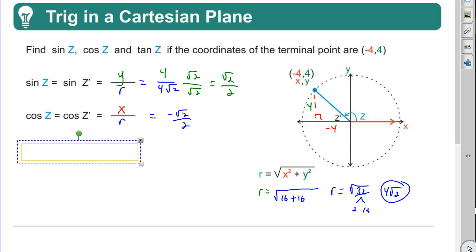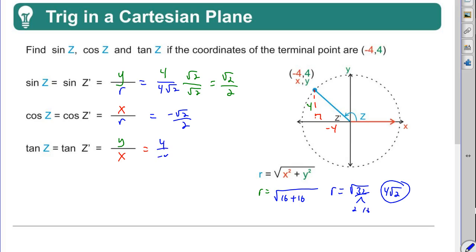And then tangent, of course, the exact same thing. Tangent of z is going to be the tangent of the reference angle z prime. And what is the tangent? The opposite, which is y, over the adjacent, which is x. So you don't really need the triangle. You don't really need any of that. If you know the coordinates of the terminal point, you can figure everything out. And so what do we get? 4 divided by -4. And so this thing just ends up being a -1. All right, trig in a Cartesian plane.